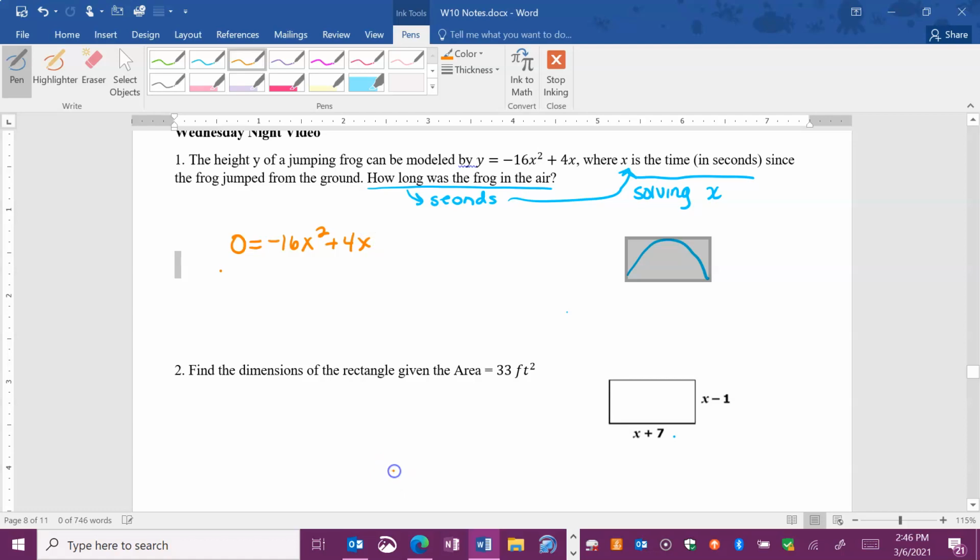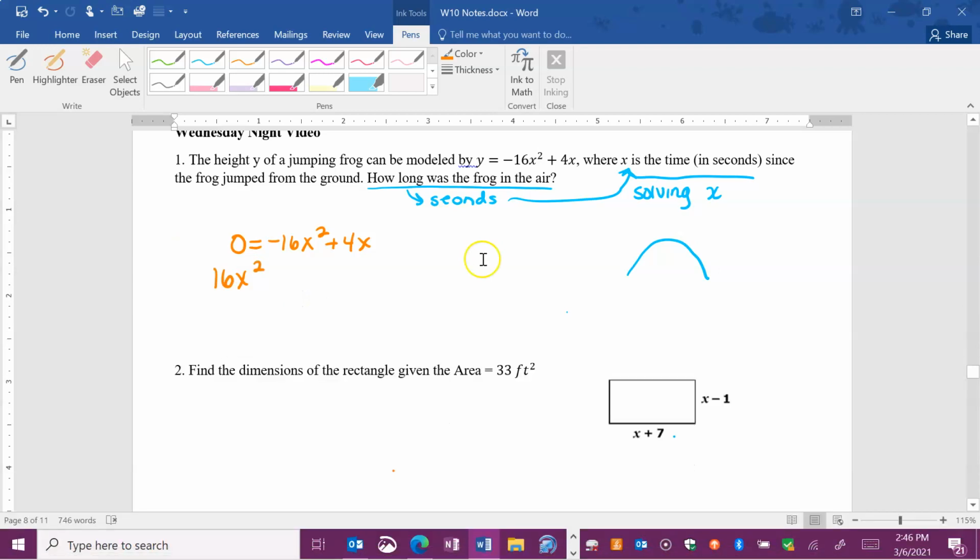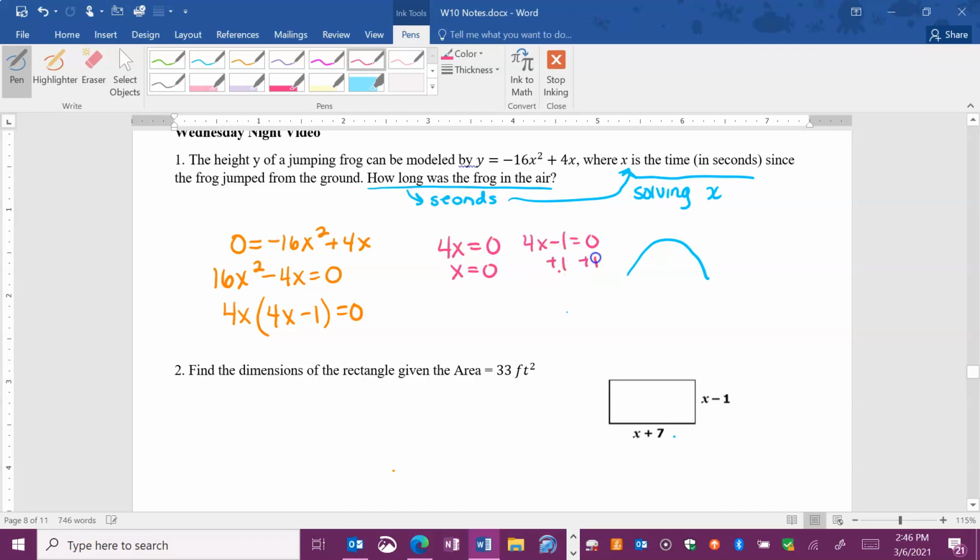Now I'm going to go ahead and move that over to the other side. So that would be 16x squared minus 4x equal to 0. This has a greatest common factor of 4x. When I take out a 4x, I'm left with 4x minus 1 equal to 0. When I set each term equal to 0, I get x equals 0, and I get x equals 1/4.